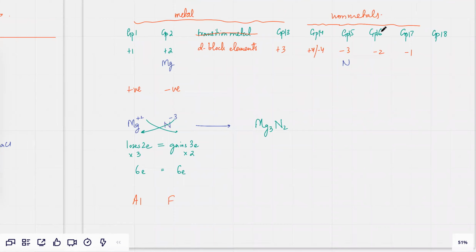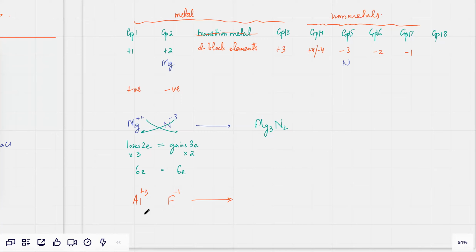So what's the formula? Now, aluminium is in group 3, so it has a charge of +3. Fluorine, on the other hand, is group 17. It has a charge of -1. So what's the formula for this? AlF3. So it's just to crisscross.